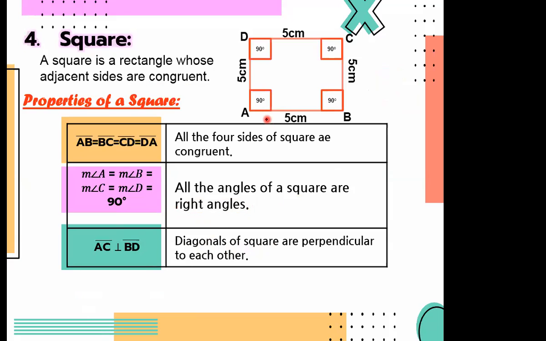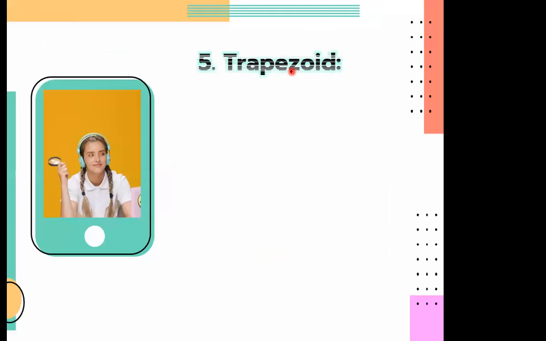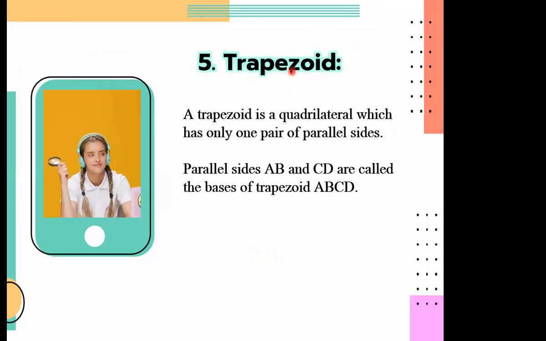Now, AC is perpendicular to BD. So diagonals of a square are perpendicular to each other. Just like this, these are the diagonals and they are perpendicular to each other. Understand? Now move on to the fifth type, which is the trapezoid.